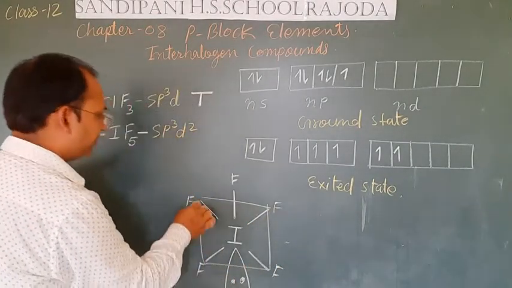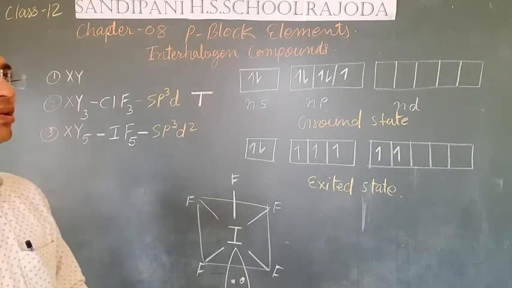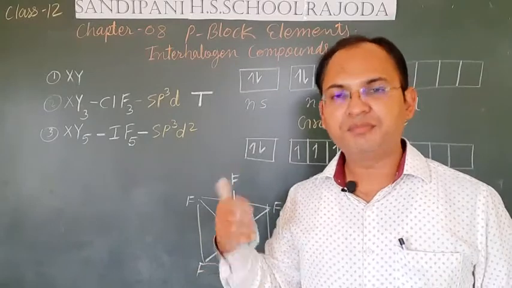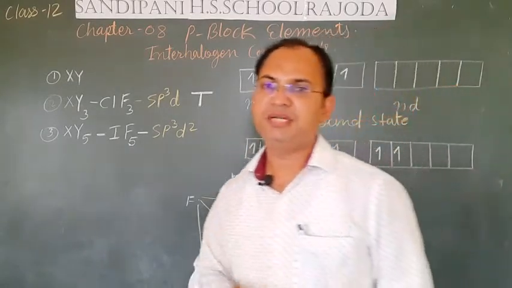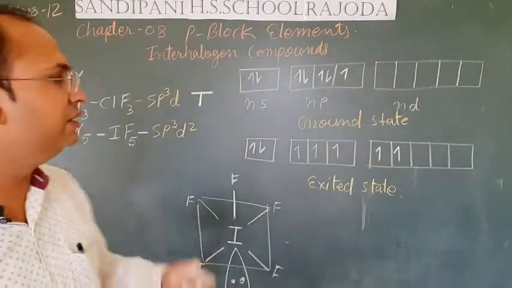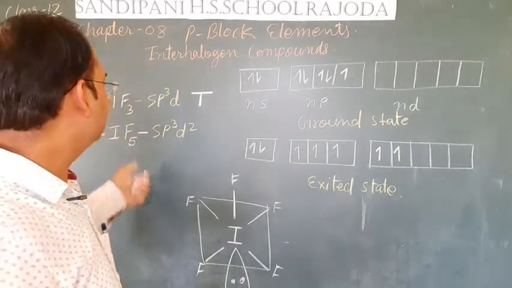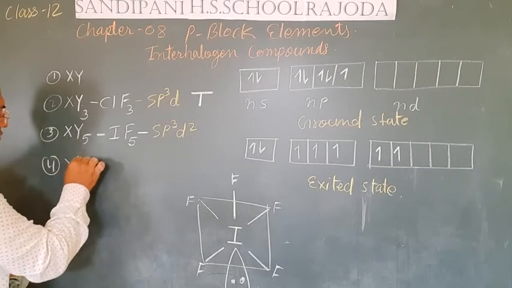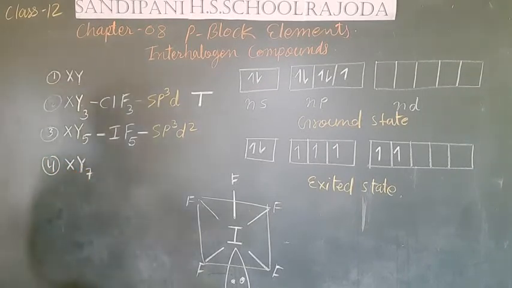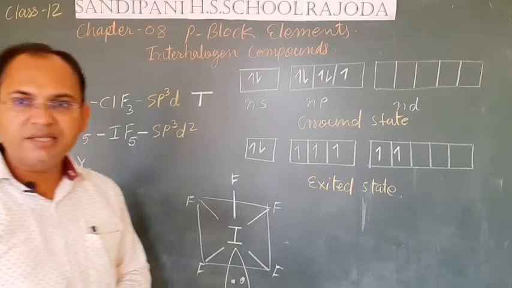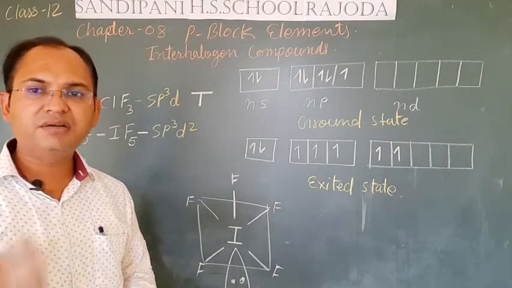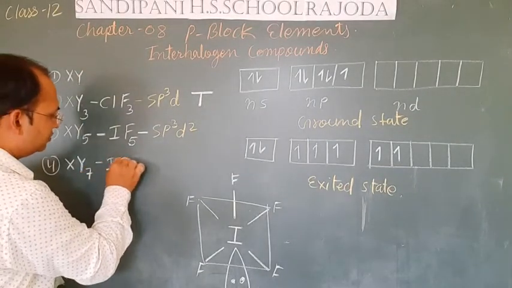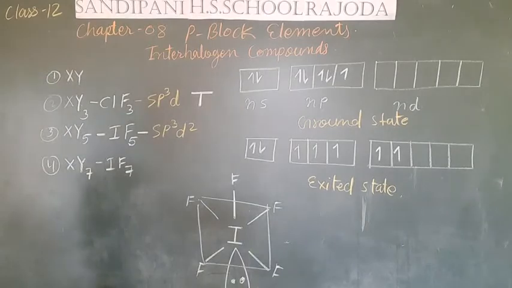So this is the square pyramidal structure. These fluorines are making the square here. So square pyramidal, and the type of hybridization is sp3d2 hybridization. Now the next type of structure, that is the fourth type of structure, is the XY7 type of structure. In this we will take the example of IF7.